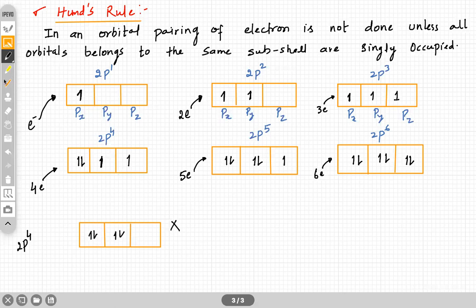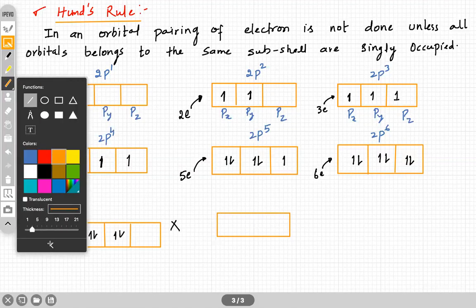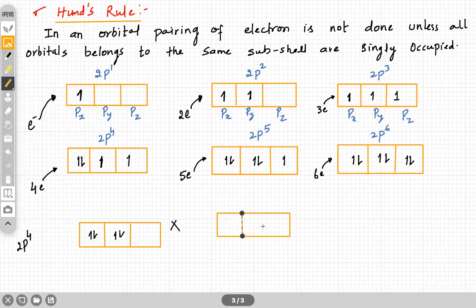According to Hund's rule, what you need to do? You have to do this one. Again, I'm doing this just to make you understand. You have orbitals like this, 2p4 configuration. So what happens first, all the orbitals take one electron like this, and then we start the pairing like this. This is Hund's rule. Read the statement: in an orbital, the pairing of electrons is not done unless all orbitals belonging to the same subshell are singly occupied. This is what the rule is. Correct? Fine.